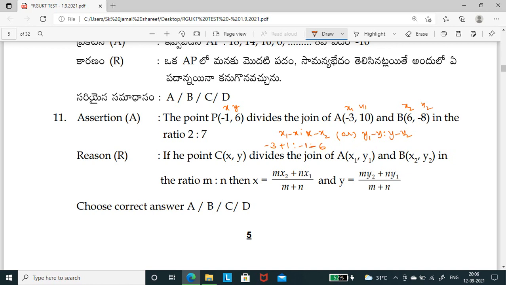So from this what am I going to get? So minus 3 plus 1 is minus 2 is 2. Minus 1 minus 6 is minus 7. So minus minus gets cancelled. So it is 2 is to 7. So whatever the assertion that he has given, it is true.